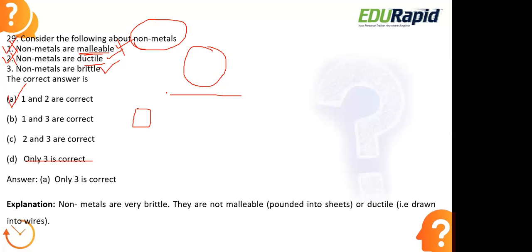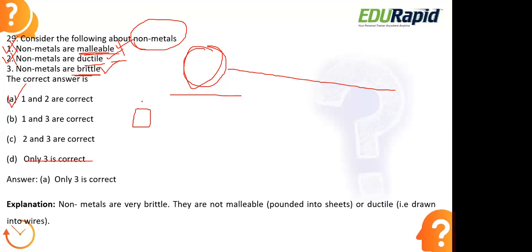What do you mean by ductility? If I take this small piece of carbon and try to draw it into thin wires, I cannot do that because it will break down into pieces, because it is a non-metal. Whereas with metals, for example gold, iron or copper, we use wires in electrical cables because of their high ductility. Non-metals are completely non-malleable and non-ductile, but they are brittle in nature.